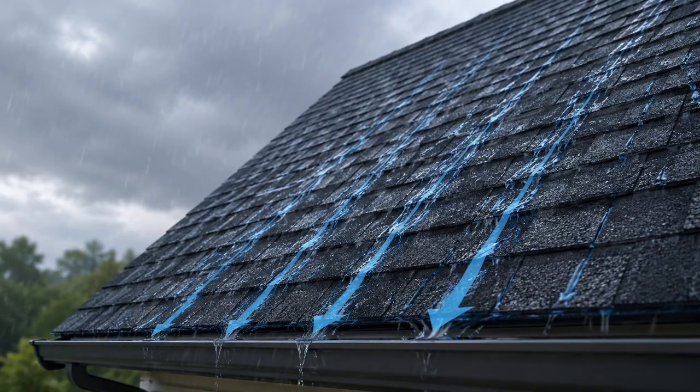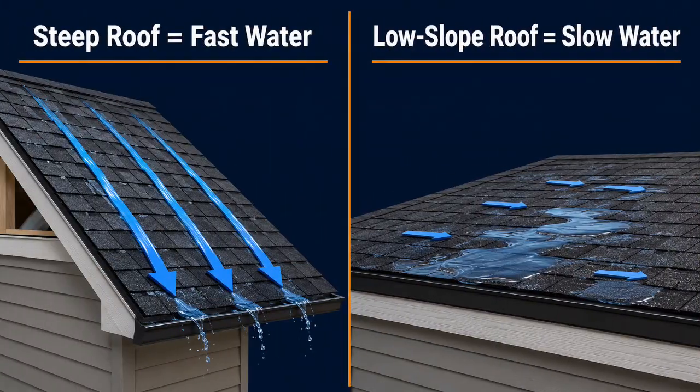So here's the key concept. Architectural shingles are designed to overlap one another. When water hits the top shingle, it runs down onto the next one and so on and so forth, eventually falling off the roof. That works beautifully when gravity is doing its job, because on a steeper roof, the water has velocity, it moves fast, and it doesn't sit there very long. But on a low slope roof, the water slows down and spreads out. And the longer the water sits on the shingle roof, the more opportunity it has to find a weakness.